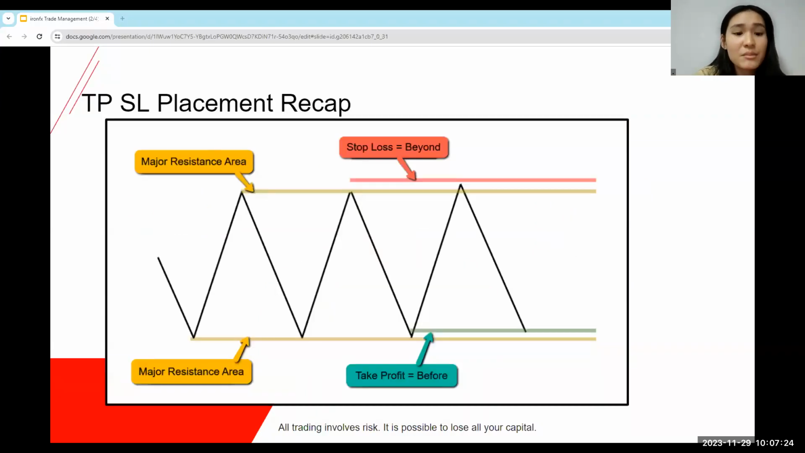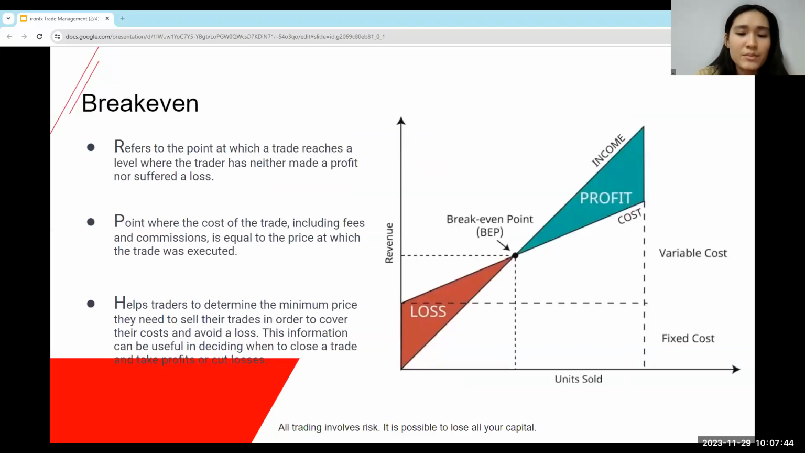So just a recap, we typically advise you to place your stop loss beyond a major resistance area and your take profit before a major resistance area. Okay, so that's just the general rule of things. So, let's get into break even.